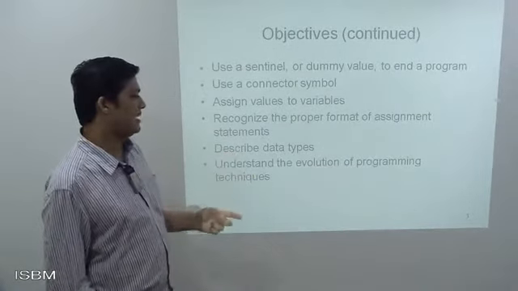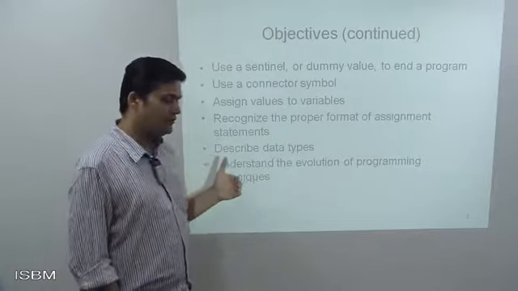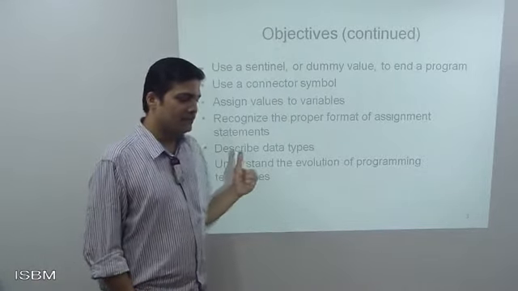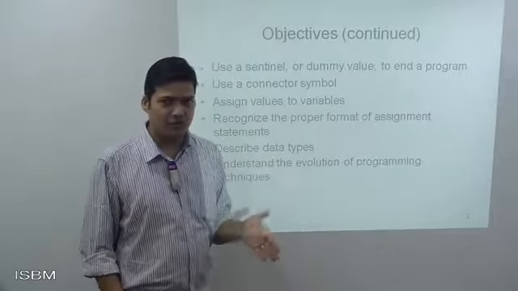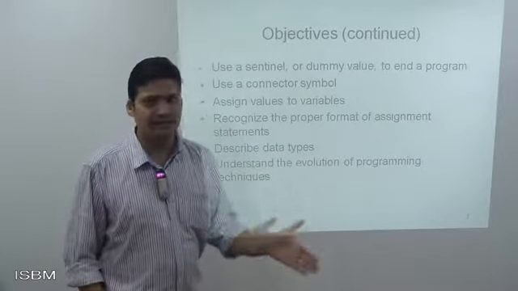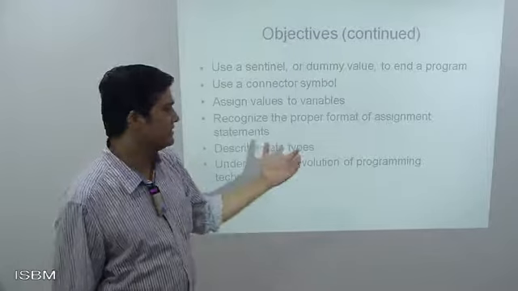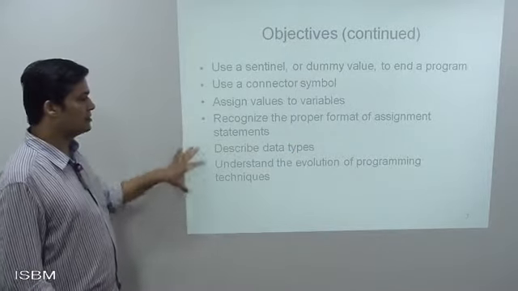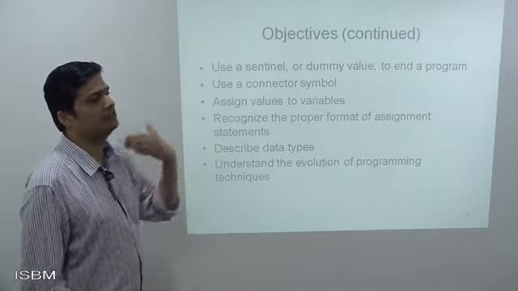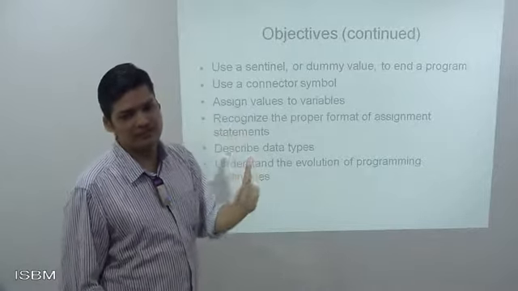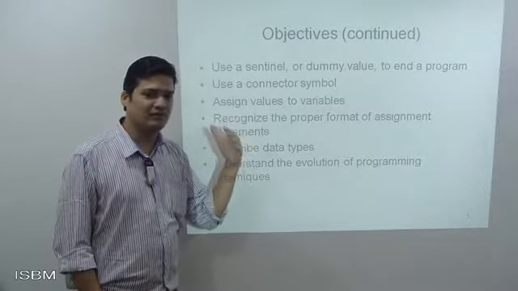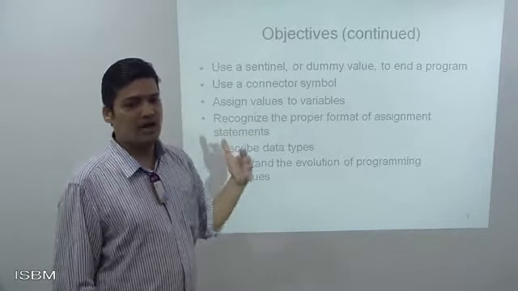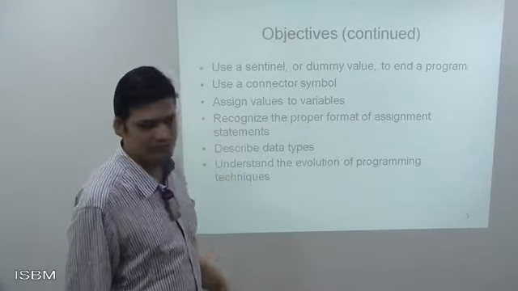Then we have to describe data types, the different kinds of data types available, like in the system, character, we have float data type, we have integer. So different data types we'll see over there. Understand the evolution of programming techniques, how it evolved from the 1950s till now. So what databases they were using in those days, what variables they were using in those days, and how it has evolved till now.